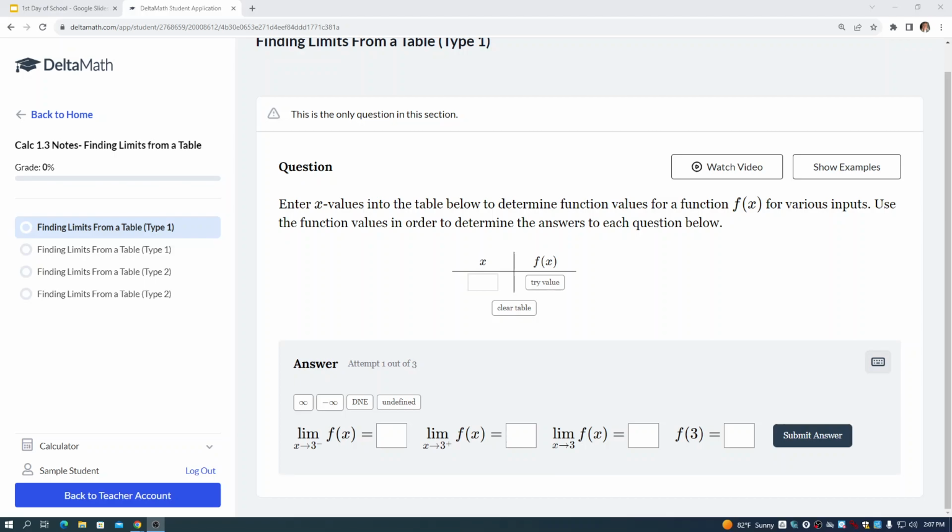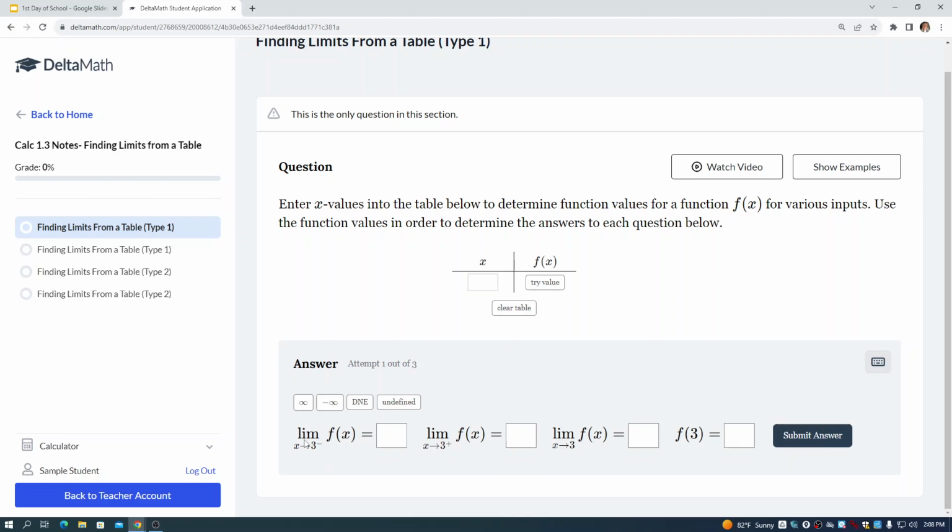These are the notes for lesson 1.3, finding limits from a table. So what we're given is a blank table, and we have to use it to determine these following limits and a function value without knowing anything else about the function. All we know is that it's called f of x. We don't know what its graph looks like yet. We don't have an equation to plug in values, so we just have to use a table.